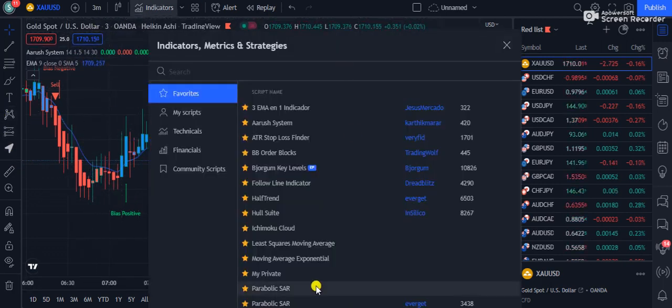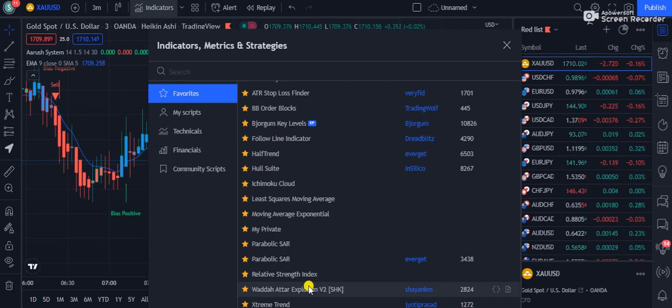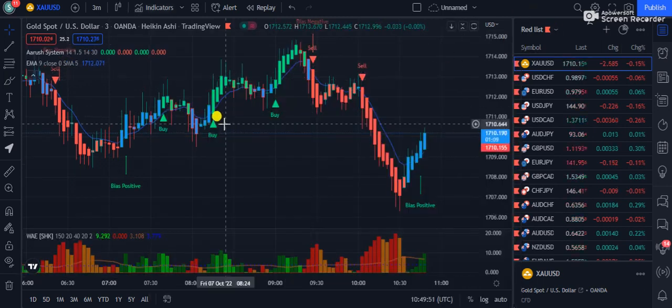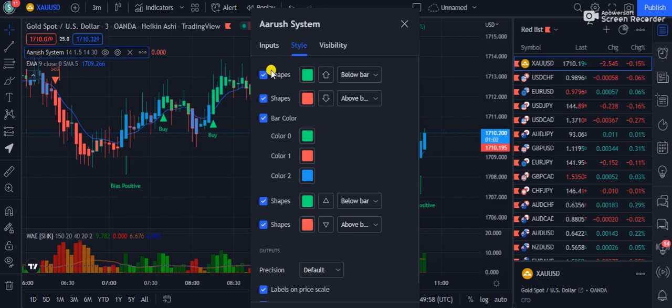Now I am going to attach the third indicator with it, and this is by Shayan KM, and the name of the indicator is Waddah Attar Explosion. So if you write Waddah in your TradingView, then it will come in front of you, and you can see only 2,824 traders are using this indicator. Now we will make some important settings inside the indicator. So please note down these settings because I will guide you through them quite slowly.